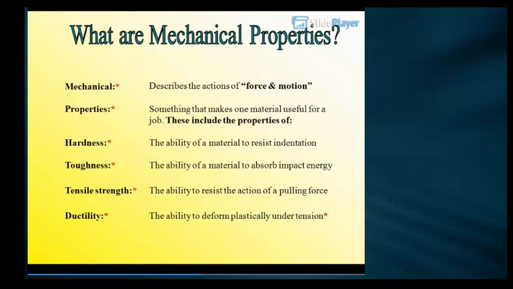What are mechanical properties? Mechanics describes the actions of force and motion. Properties: something that makes one material useful for a job. These include hardness, the ability of a material to resist indentation. Toughness, the ability of a material to absorb impact energy. Tensile strength, the ability to resist the action of a pulling force. Ductility, the ability to deform plastically under tension.